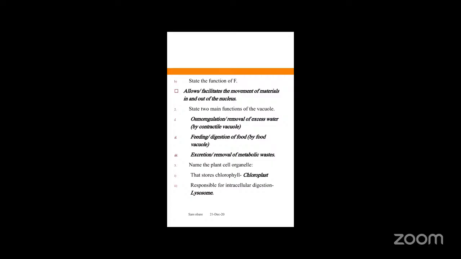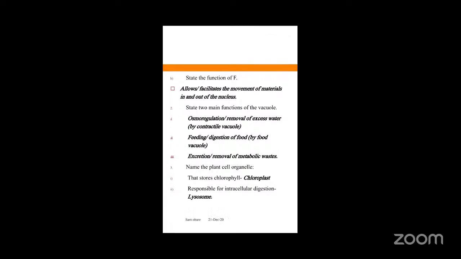And then we have a very special type of vacuole known as the contractile vacuole. And this contractile vacuole will be found in organisms that live in water. For example, an animal that lives in water that uses a contractile vacuole is an amoeba, okay? Amoeba.